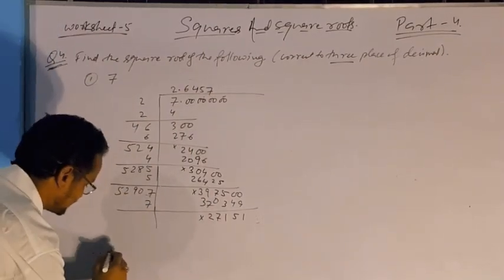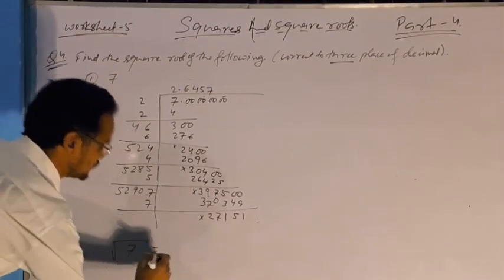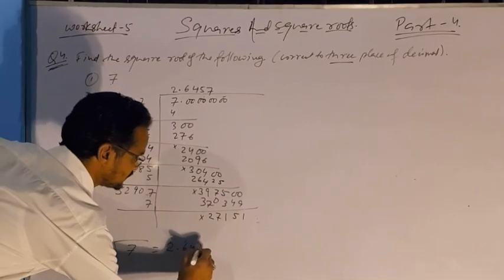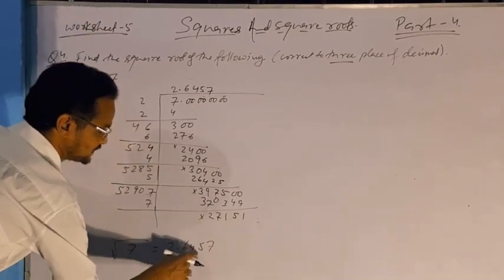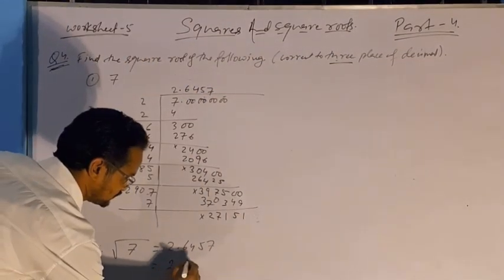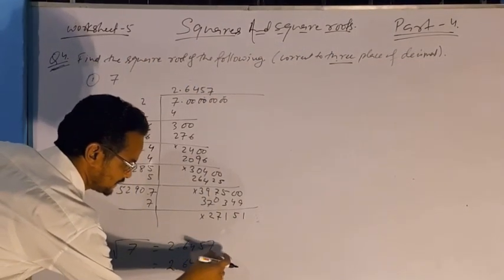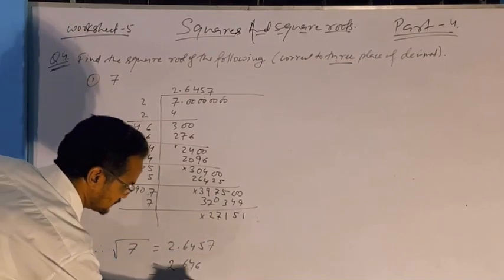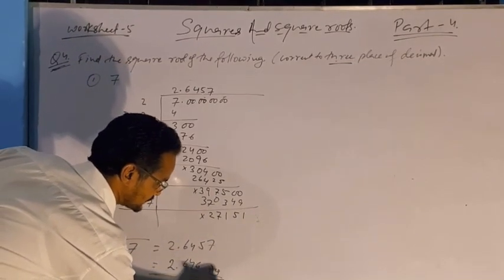So we can write that root 7 is equal to 2.6457. It is of 4 digits, but we have to ask it up to 3 places. Therefore we can write 2.64, leave the digit and round off, which will become 6, so 2.646. This is our final answer.